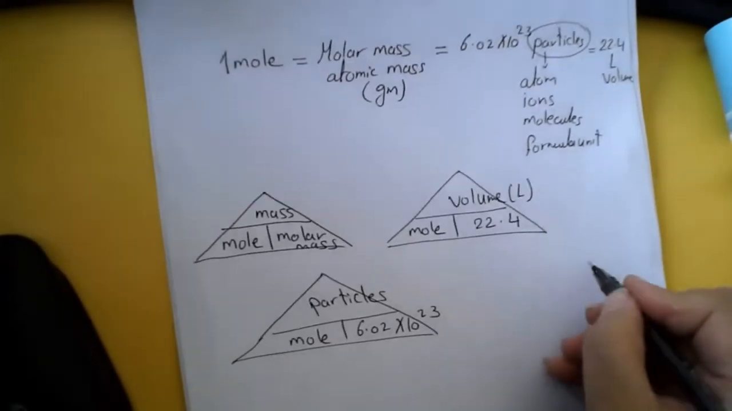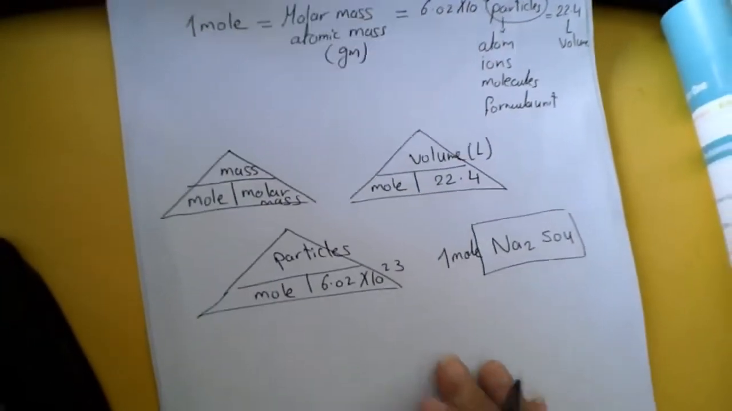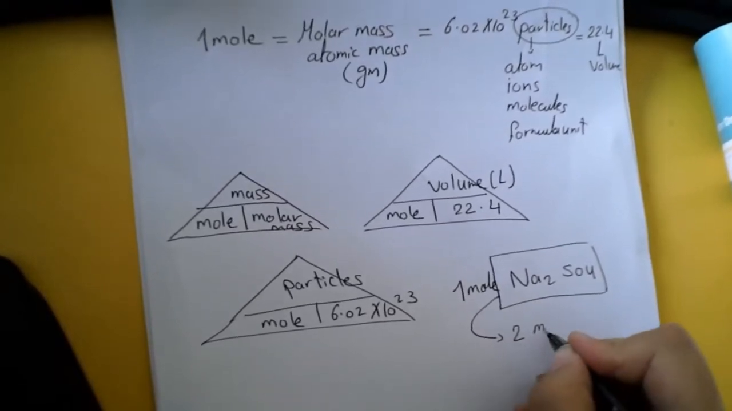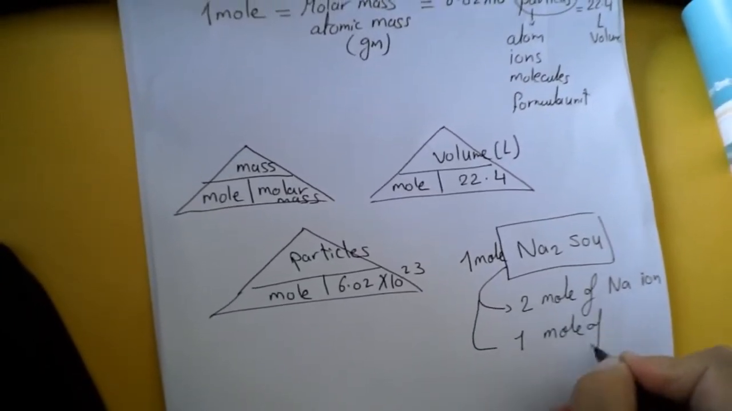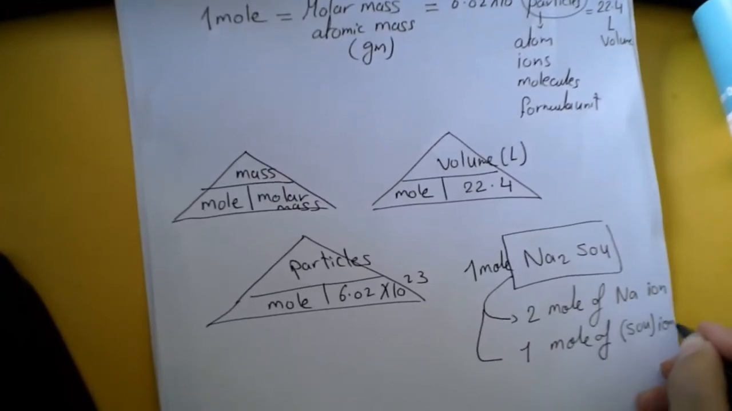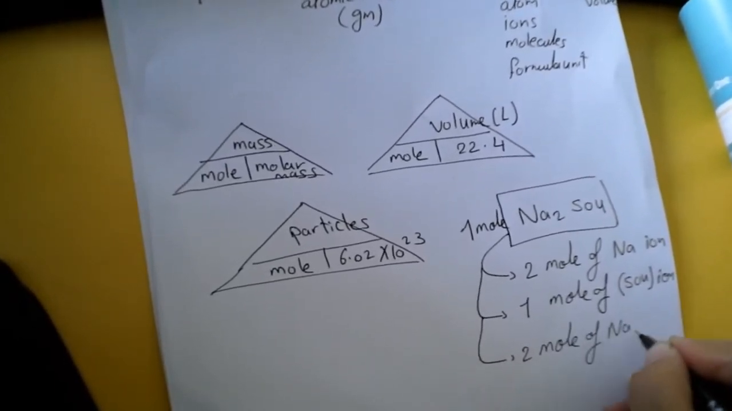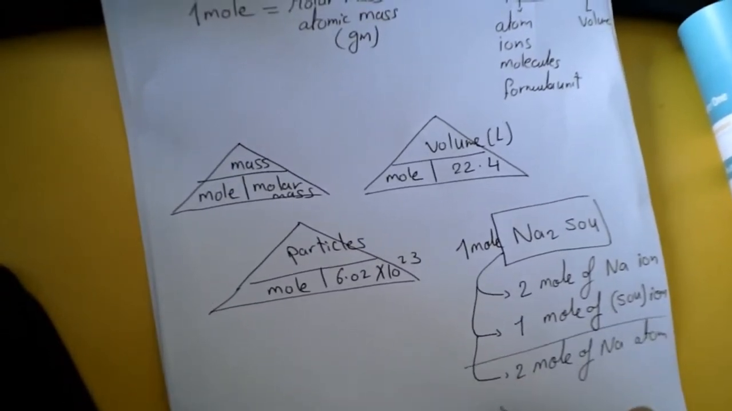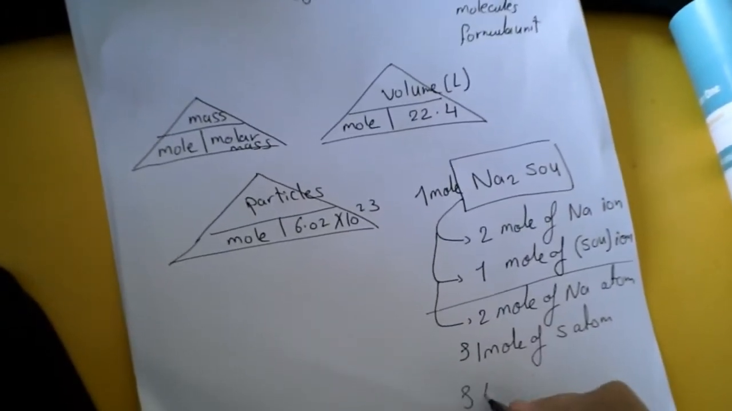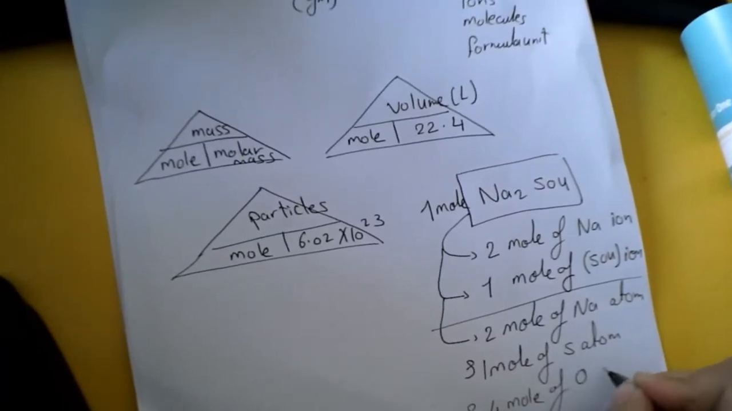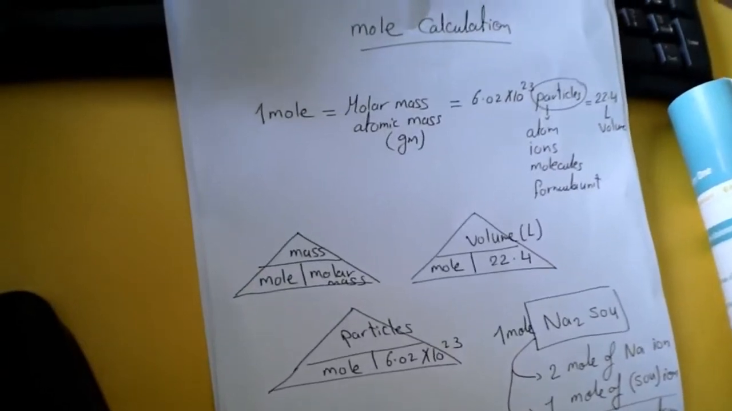And I'll give you an example. If you have 1 mole of sodium sulfate, this contains 2 mole of sodium ion and 1 mole of sulfate ion, and it also contains 2 mole of sodium atom and 1 mole of sulfur atom and 4 mole of oxygen atom. This is for clarification.